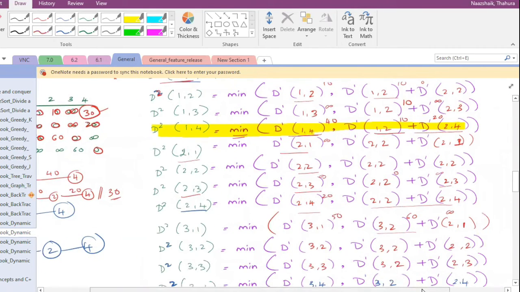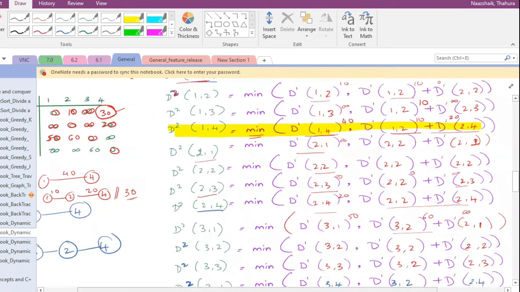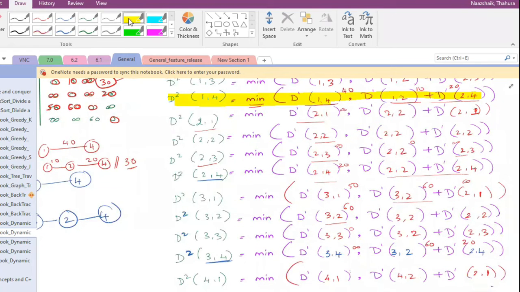Let's try this. 3 to 2 is 60. It is again 3 to 2 plus 2 to 2, so it's going to be the same. 3 to 3 is 0, I'm skipping this. 3 to 4 is infinity. But can you go from 3 to 2, which is 60, and then 2 to 4, which is 20? Take a look at this one.